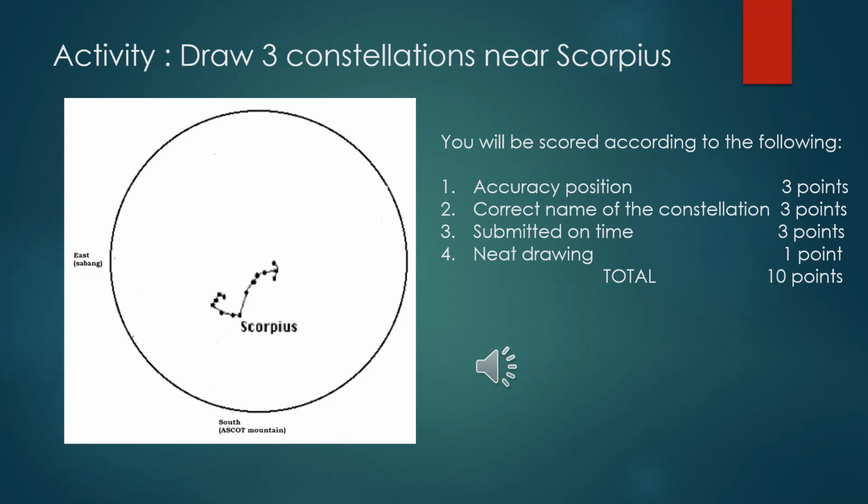You will be scored according to the following. Number 1, accuracy of position, 3 points. Number 2, correct name of the constellation, 3 points. Number 3, submitted on time, 3 points. And number 4, neat drawing, 1 point. The total is 10 points.